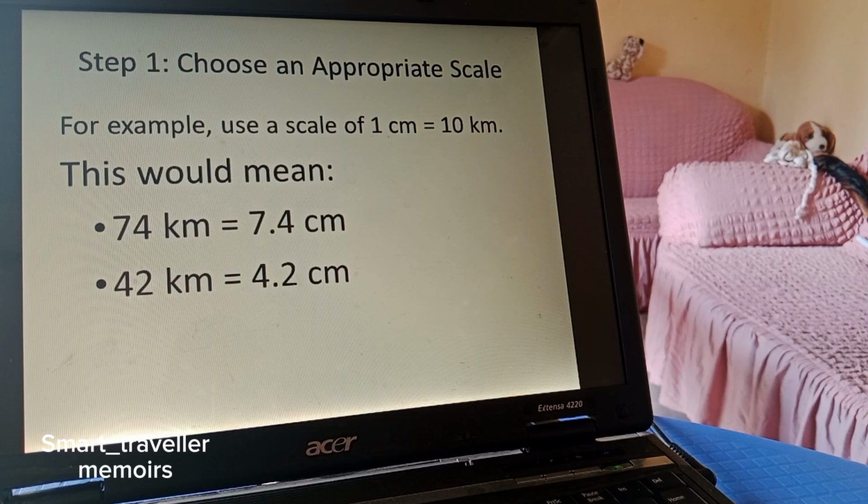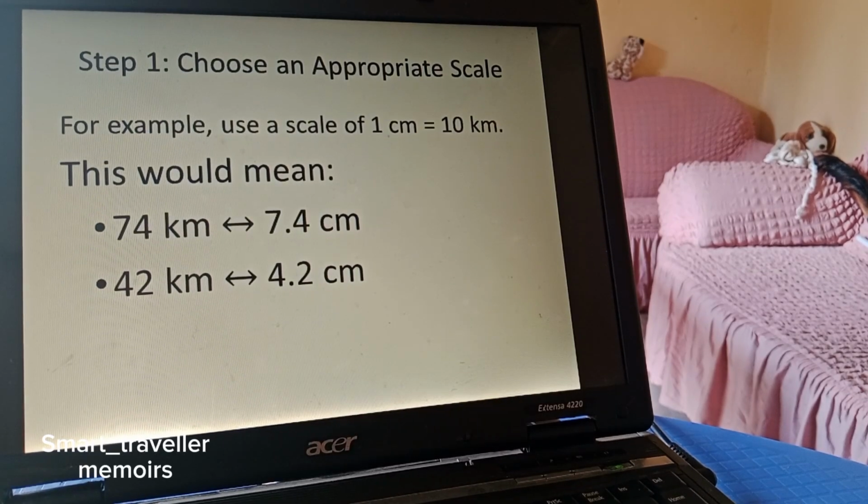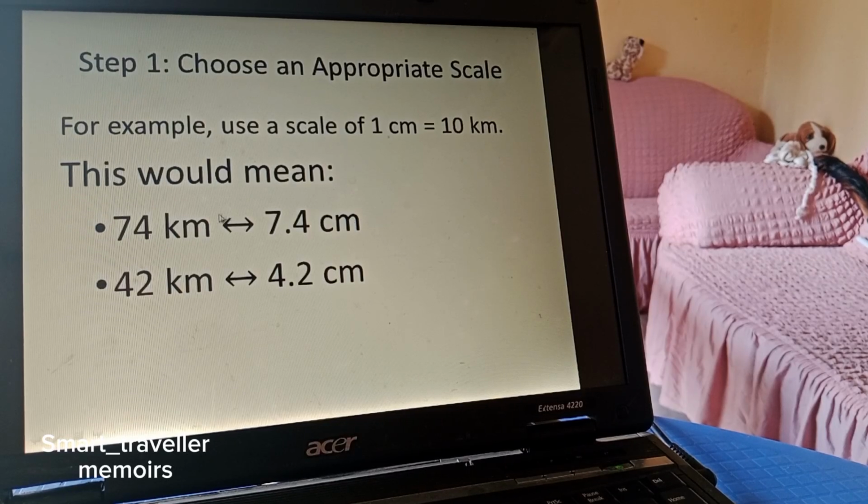So guys, may I just adjust so that we don't say we are misusing equal signs? When you say 74 equals 7.4 centimeters, that is not true in mathematics, so I say equivalent, all right? That sign means 74 kilometers on the ground would be represented by 7.4 centimeters.